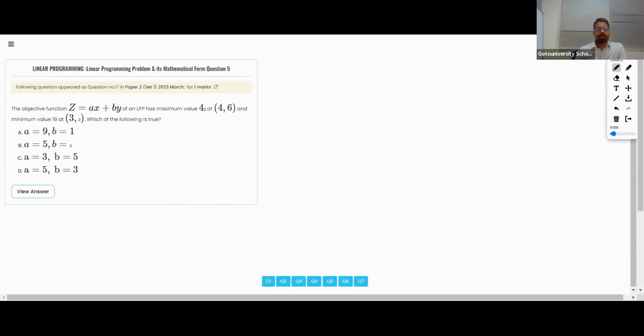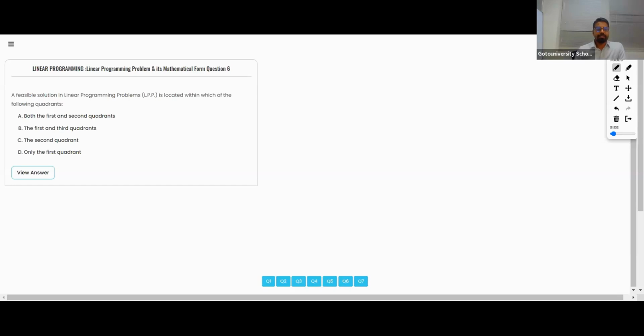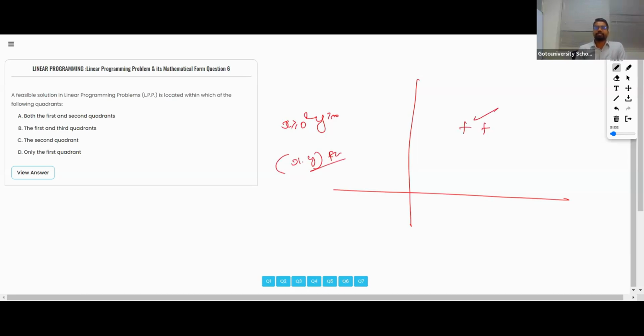Question number 6. So what do we have here? The feasible solution in linear programming problems is located within which of the following quadrants? Usually the feasible region always has non-negative constraints like x greater than or equal to 0 and y greater than or equal to 0. That means both x and y are positive. Both x and y are positive in which quadrant? That is quadrant 1. So it is always a part of quadrant 1. Let's see the options. Both first and second quadrant? No. First and third quadrant? No. Second quadrant? No. Only the first quadrant? Yes. That is our answer, option D.